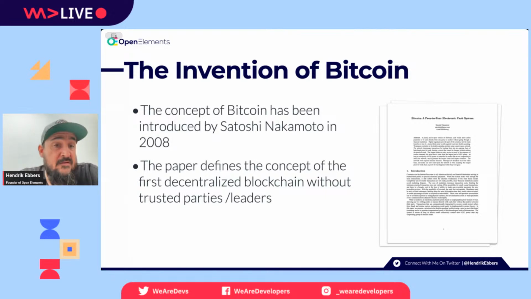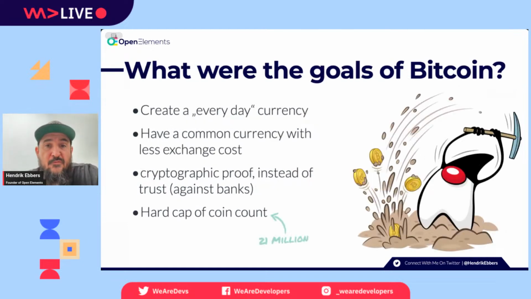But in 2008, a white paper was released, the white paper of the Bitcoin network, explaining how Bitcoin works, and it was released by Satoshi Nakamoto. You can just go to bitcoin.org or find it online on many pages. You can even find translations in different languages. What it contains is how Bitcoin works and the goals of Bitcoin.